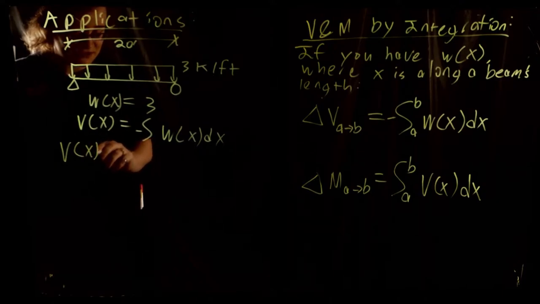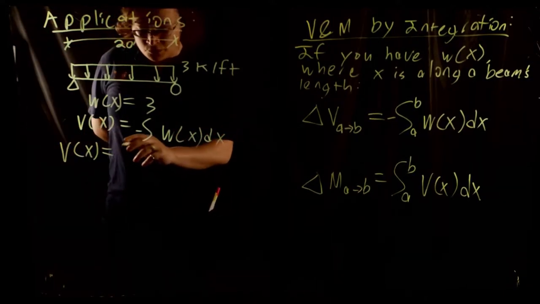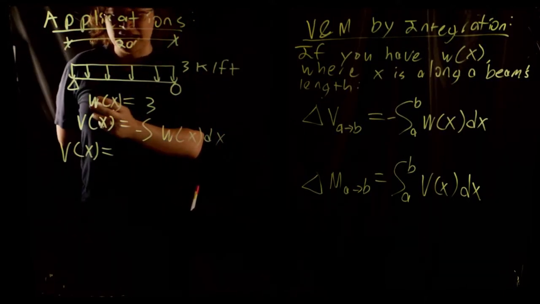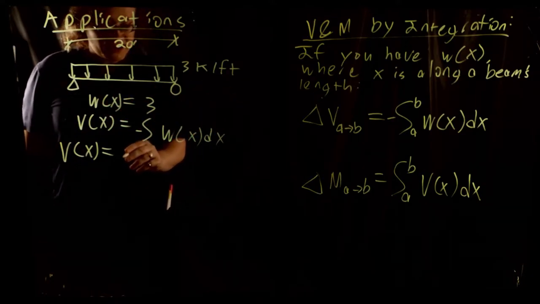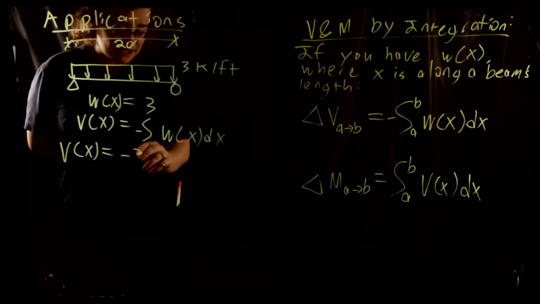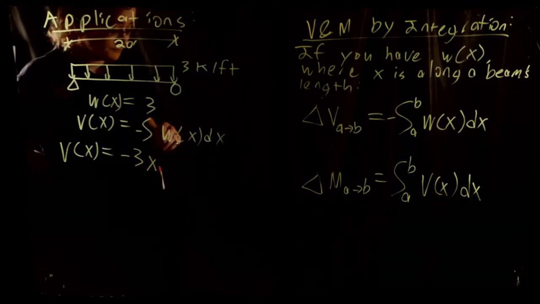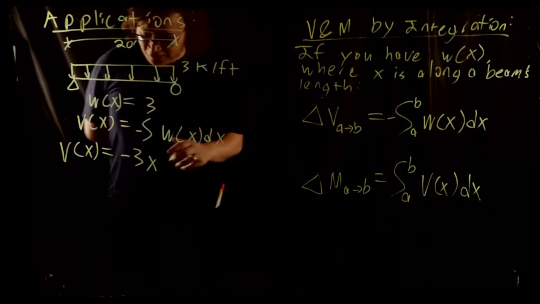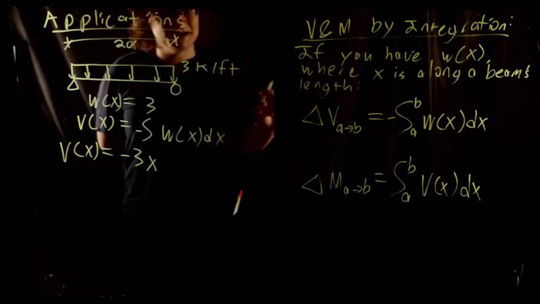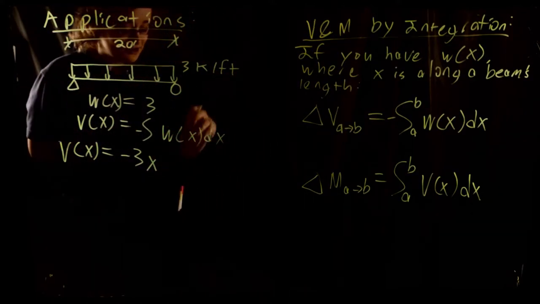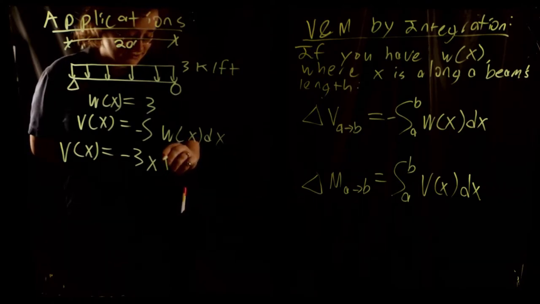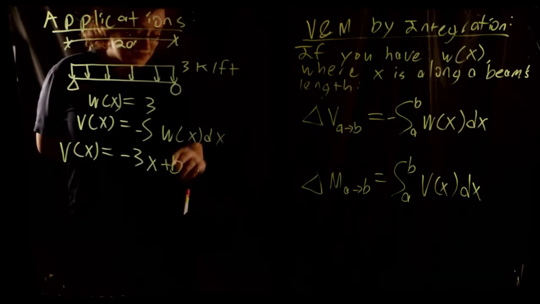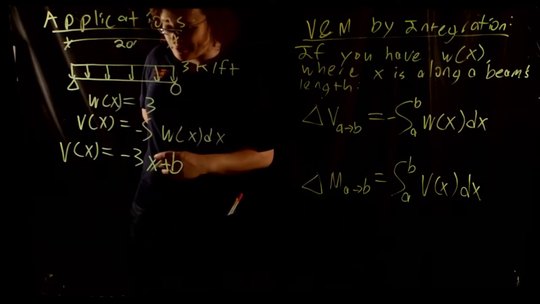Let's see what happens when I take the integral of this. Well, I have W of X is simply equal to 3 kips per foot. So the integral of that is simply going to be -3x. Or is it? Well, as we learn in fundamental calculus, when we take the integral of something, we also have to add a constant. And that is our plus b. Our infamous plus b or plus c or whatever you might want to call it.